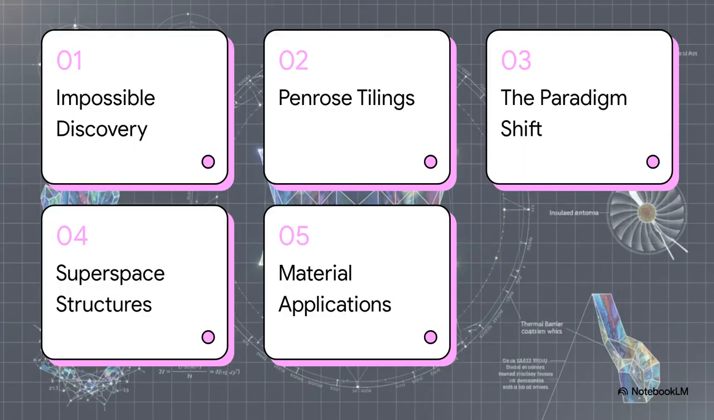To unpack all of this, we're going to quickly walk through 5 key areas. First, the initial shock of that impossible discovery. Second, the abstract mathematics that finally made sense of it. Third, the human drama behind the paradigm shift. Fourth, the deeply weird concept of higher dimensional superspace. And finally, the incredible real-world engineering applications.